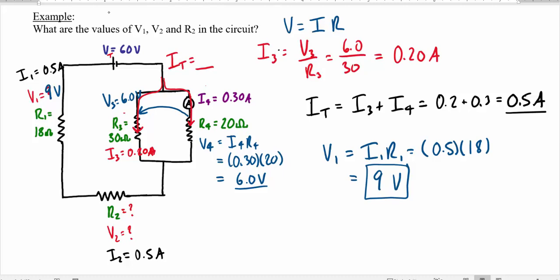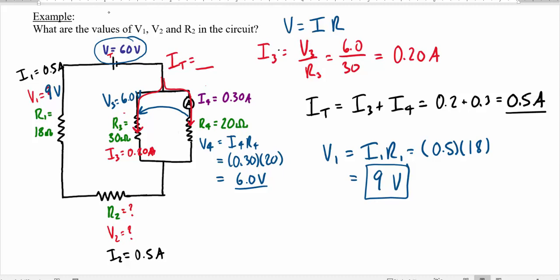Well, I know one more thing about my circuit that's going to be really useful. I know the total voltage. I've kind of ignored that up until now. So I know the total voltage, I know the voltage used across R1, and I know the voltage used across R3 and R4. I just need to figure out the voltage used across R2. Now here's where things get a little bit tricky. We've got 60 volts total. You're going to spend 9 volts on resistor 1, and you're going to spend 6 volts on either resistor 3 or resistor 4, but you're not going to spend it on both of them because those are in parallel.